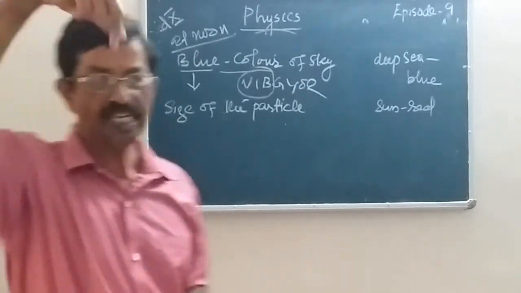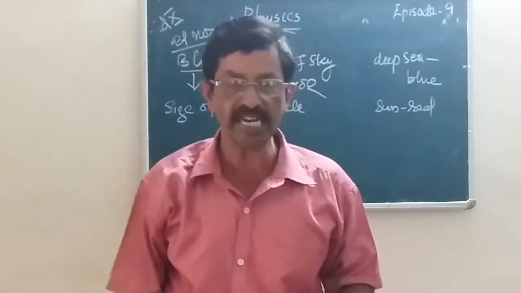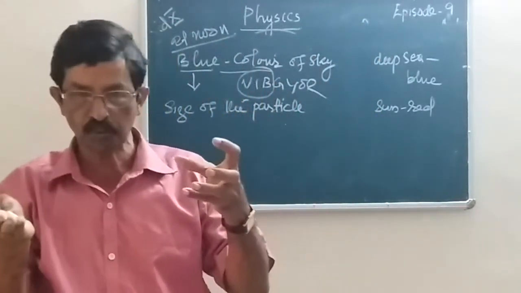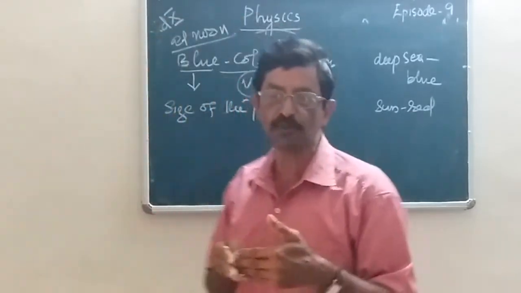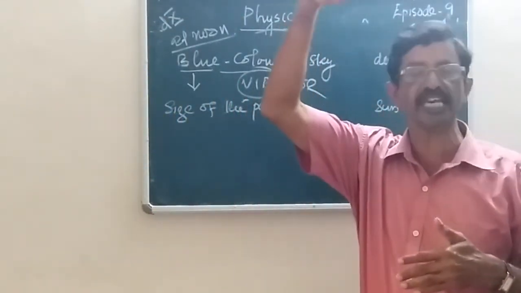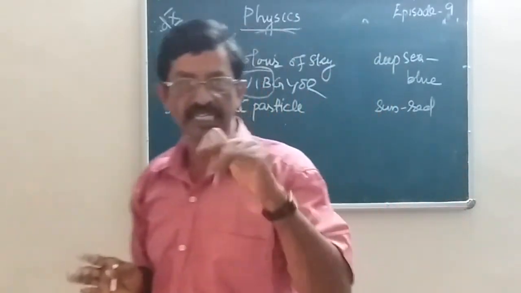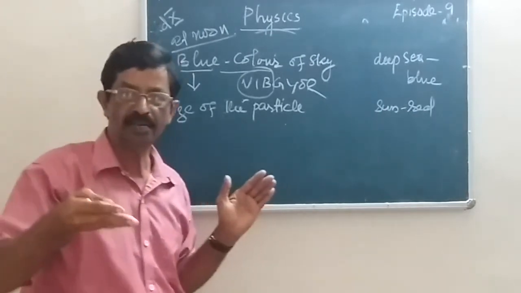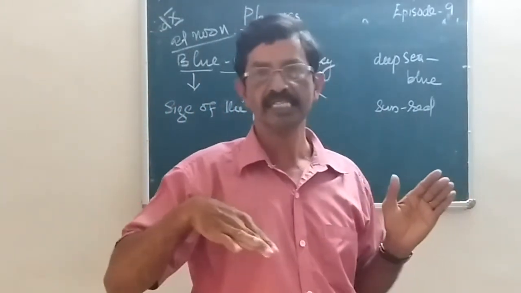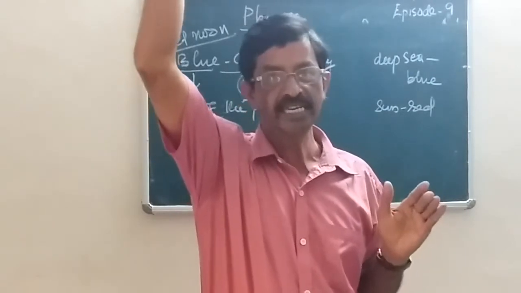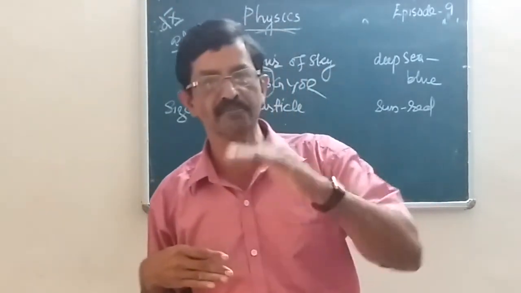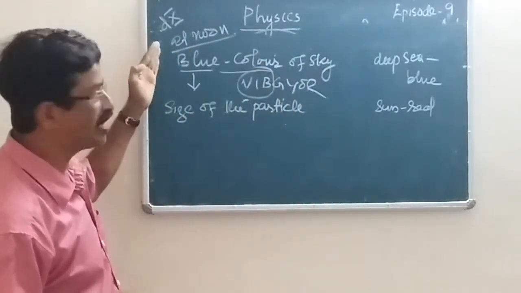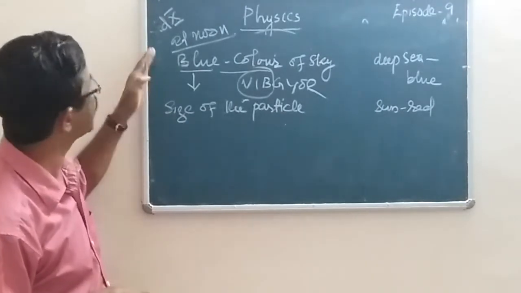Now consider noon. The sun is just above our head, so the sunlight travels directly, and the scattering of light is very small. So the sky at that time appears white. Sky in the noon time appears white because the sun is just above our head, the distance traveled through the atmosphere is less, hence the scattering is less. So at that time we see the sky as white in color.